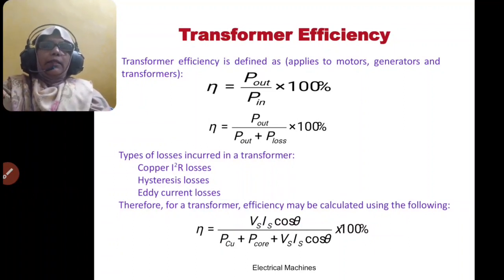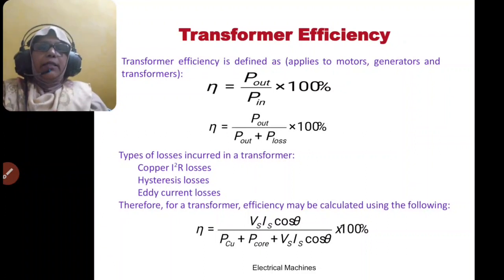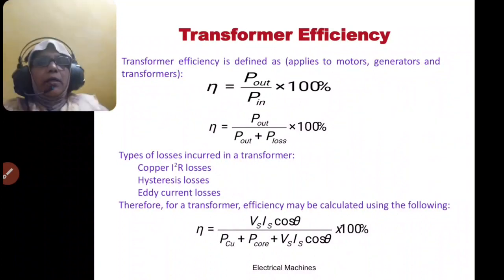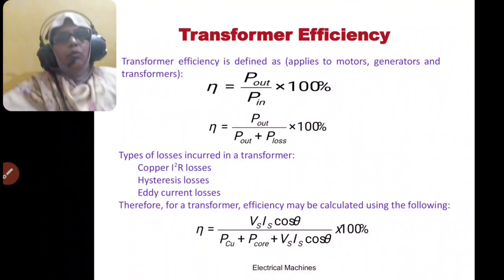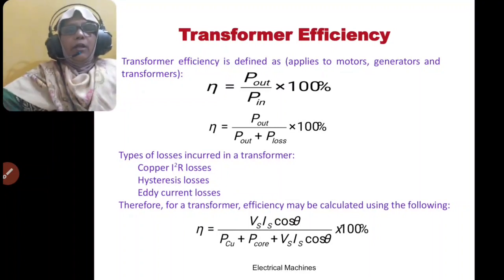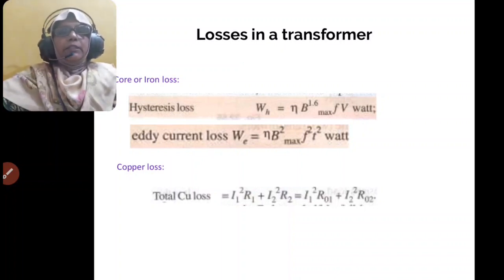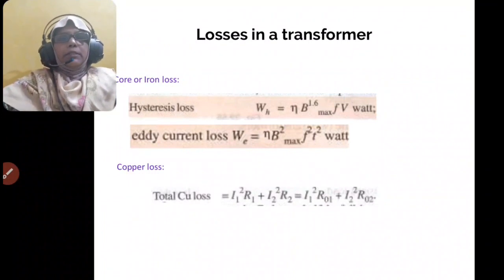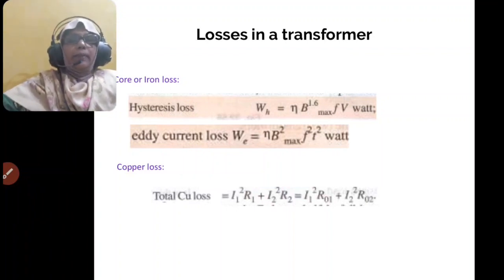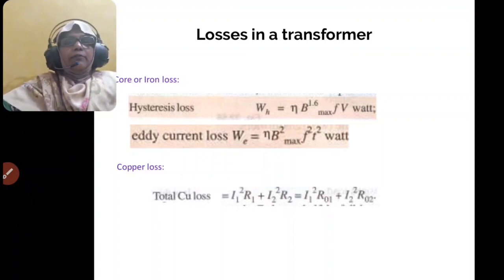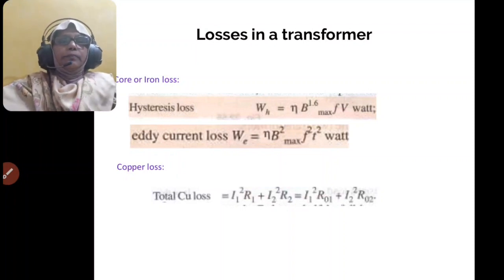The losses here are considered as two types. One is copper losses, another is core losses. Again the core losses are given as hysteresis loss and eddy current loss. The copper losses are always produced due to the ohmic resistance of the primary coil and secondary coil. The losses in a transformer are clearly shown in the formulas. Hysteresis loss is proportional to the flux density, the frequency of magnetic reversals and the volume of the core, that is the grade of the iron steel.